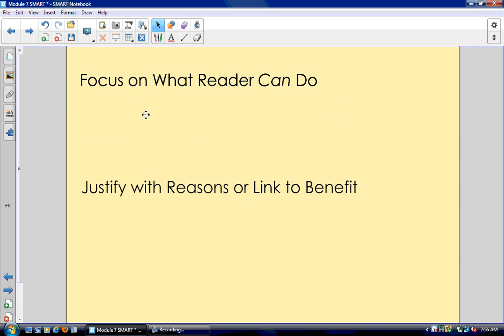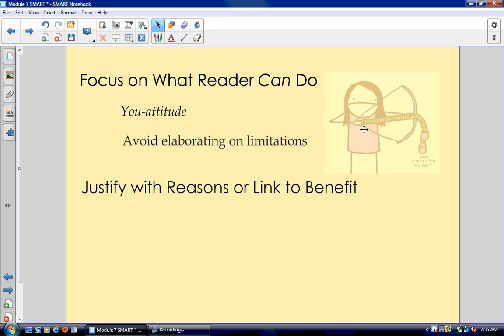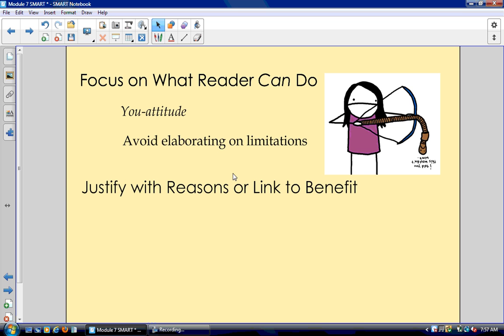Focus on what the reader can do. This is all about the "you" attitude and writing from the reader's perspective. We want to avoid elaborating on the limitations of the situation. Instead of continuing to talk about the negative, and we'll analyze some letters in class that do this, that really focus on all the details of the problem and all of the constrictions on the reader, that's just going to increase it. The more text space that you give to it, the more attention your readers will give to the negativity. So try to increase the text space that's talking about positive aspects rather than negative ones.